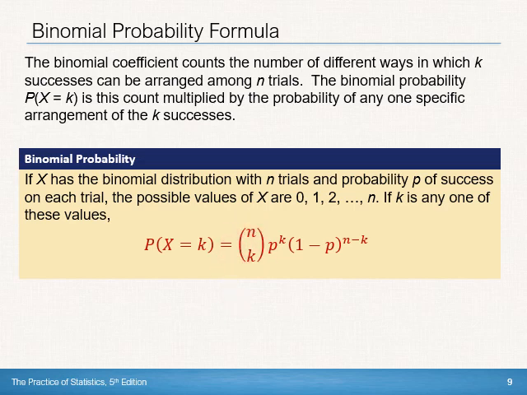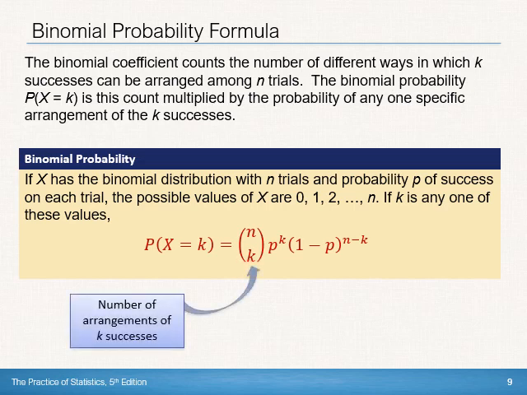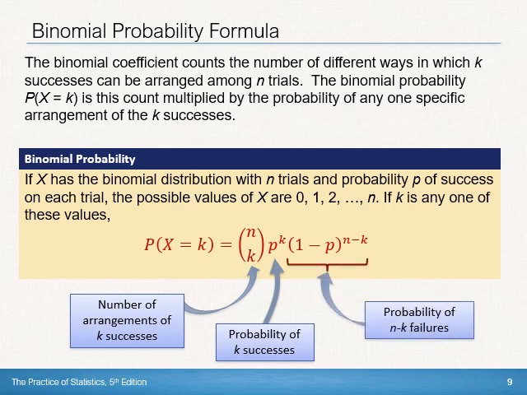Okay, so this is the general formula. It's the binomial coefficient first, the number of arrangements of k successes in n trials. The next thing is the probability of k successes, so the probability of success raised to the k power, and then the probability of failure raised to the n minus k.